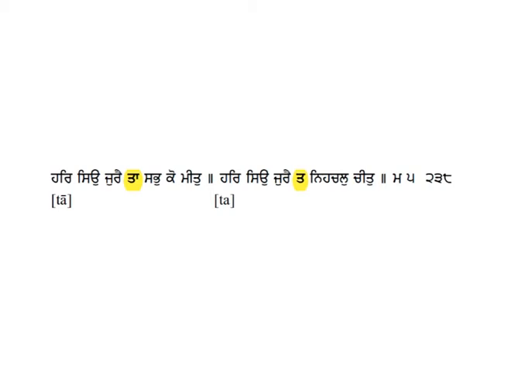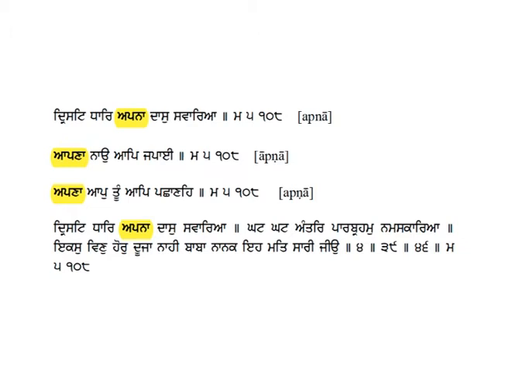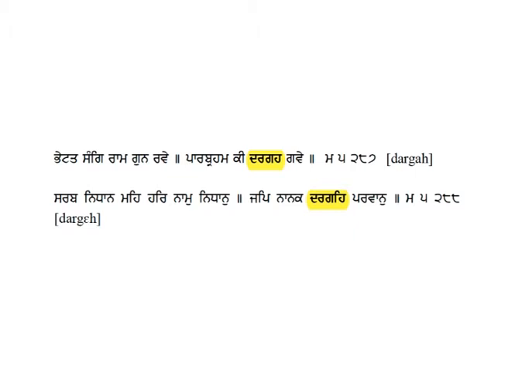And then there are, for example, "apna" and "apnā". You see, you have "apna" as in "aap japai", and then there is "apnā". These are in the case of this vowel. Now you have the distinction of short a and long a. Okay? Like for example, here you have "petit sang ram gun rave par brahm ki dargah".